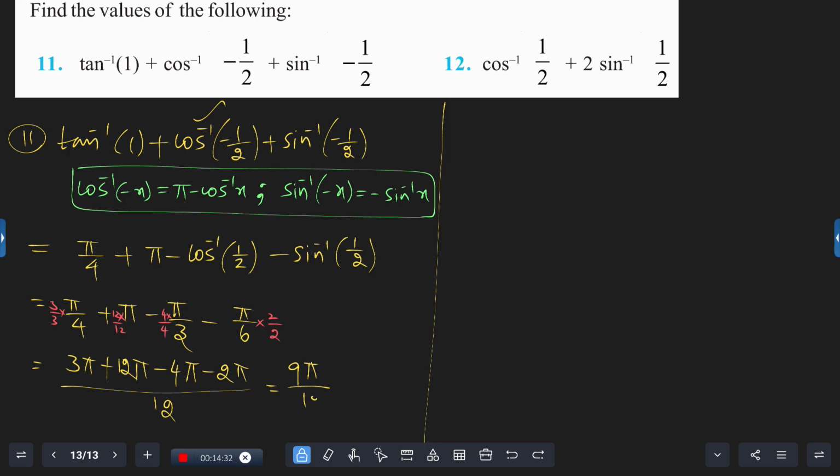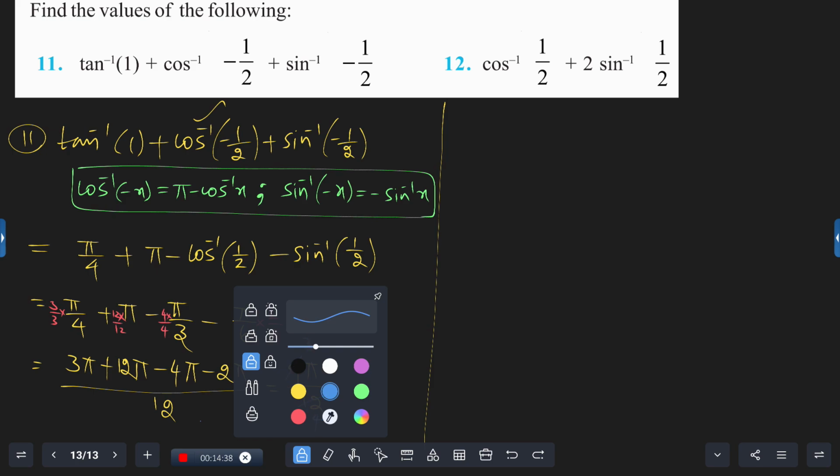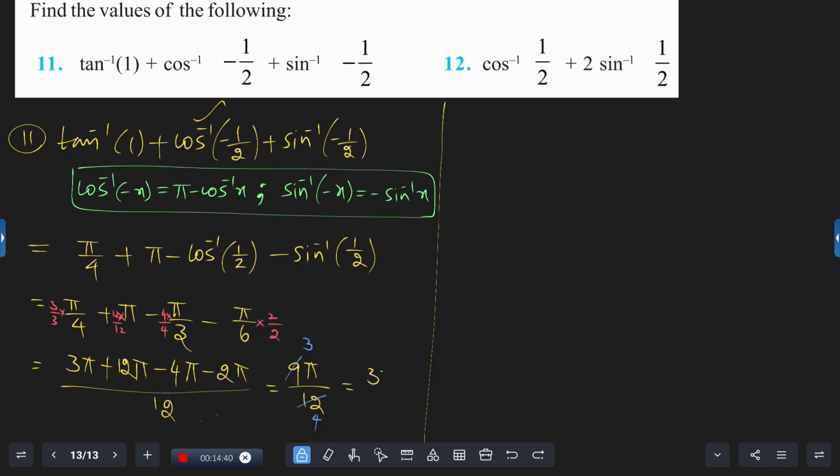9 pi divided by 12. You can cancel this. 3 3s are, 4 3s are. So what is my final answer then? Yes, 3 pi divided by 4 is my final answer for the 11th one. 2 mark. Understand? Okay, 2 mark.